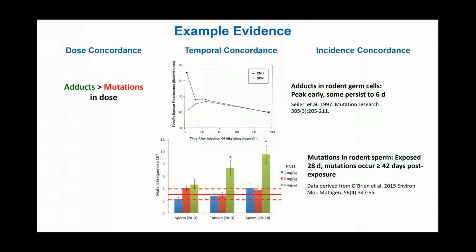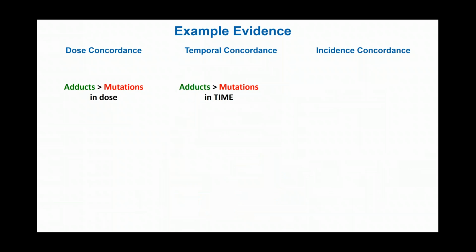So this is a good example of how AOPs can help you design experiments to support the regulatory relevance. To our surprise, there wasn't a lot of temporal evidence linking adducts to mutations. And so this experiment was designed specifically to help support that. It's basically showing that mutations from ENU don't occur in sperm immediately after the exposure, and that they tend to peak about 70 days after the exposure. So what this really shows is that in time, adducts occur at an earlier time point compared to mutations.